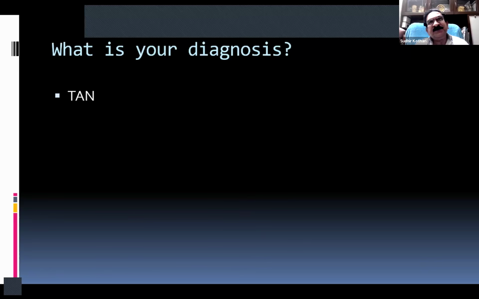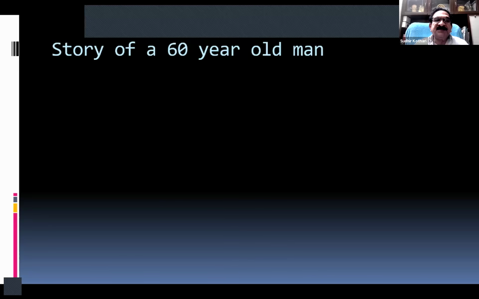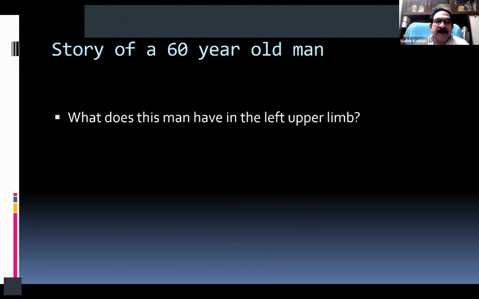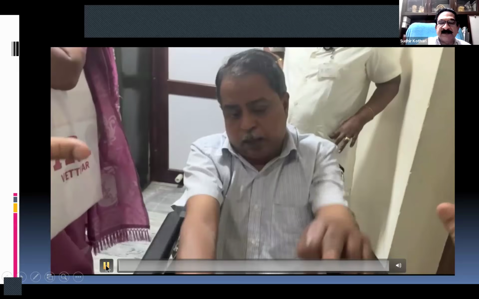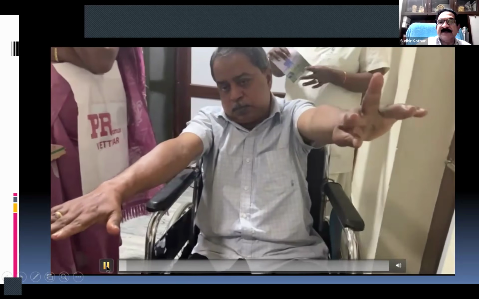Again, this case is to show you that true dystonia can occur with sensory deafferentation. I'll show a similar case, a 60-year-old man. Again, I edited the case to fit our theme. What does this man have in the left upper limb? See, he has a brainstem lesion, but that's not immaterial. Look at his hand.